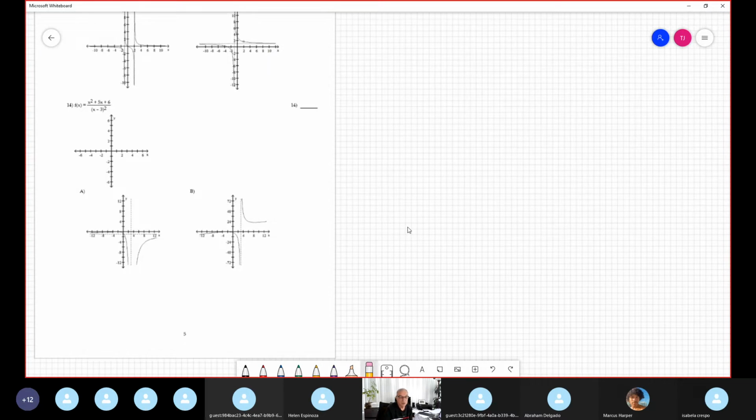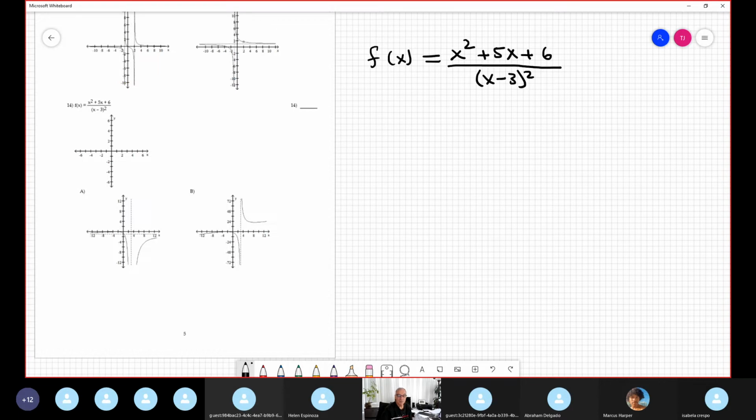Okay, the function now is f of x equal x squared plus 5x plus 6 divided by x minus 3 squared. Okay, super. Question 14 now. Okay. What should I do?